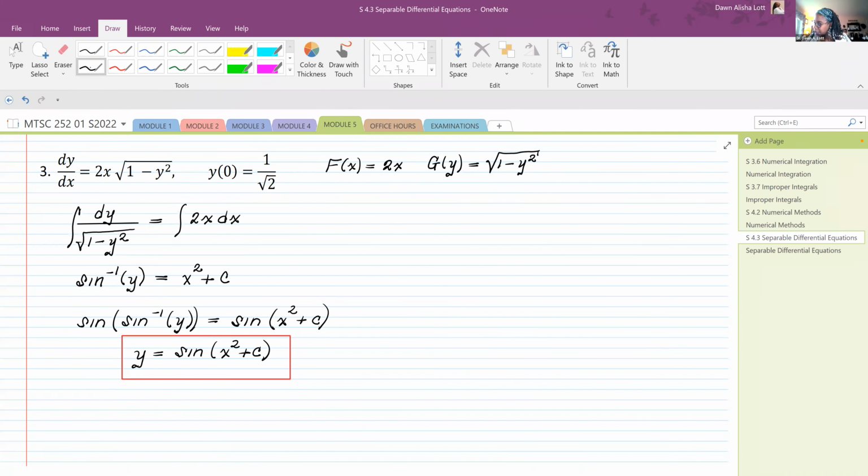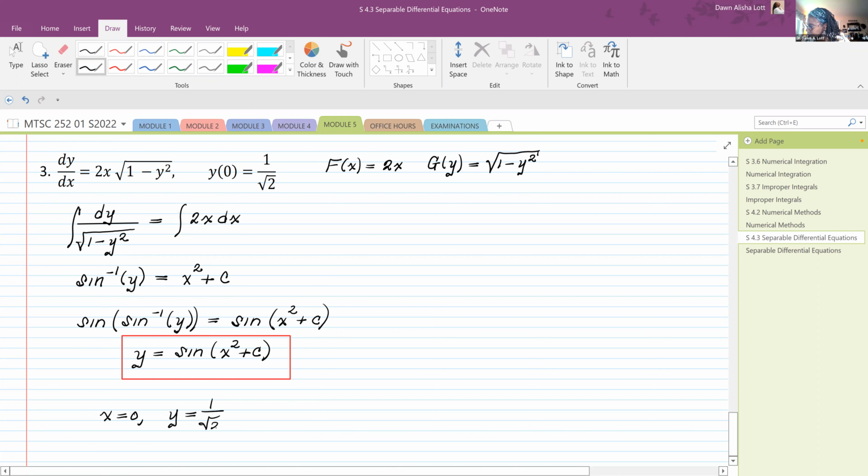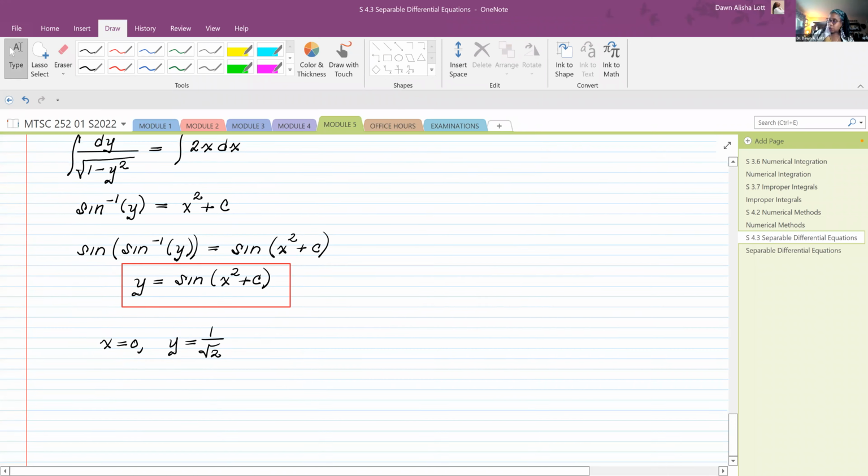Now, I did give you some information. If you look, when x is 0, y is 1 over the square root of 2. So that says 1 over the square root of 2 is equal to the sine of 0 plus c, so that is the sine of c. So the sine of c is equal to 1 over the square root of 2.